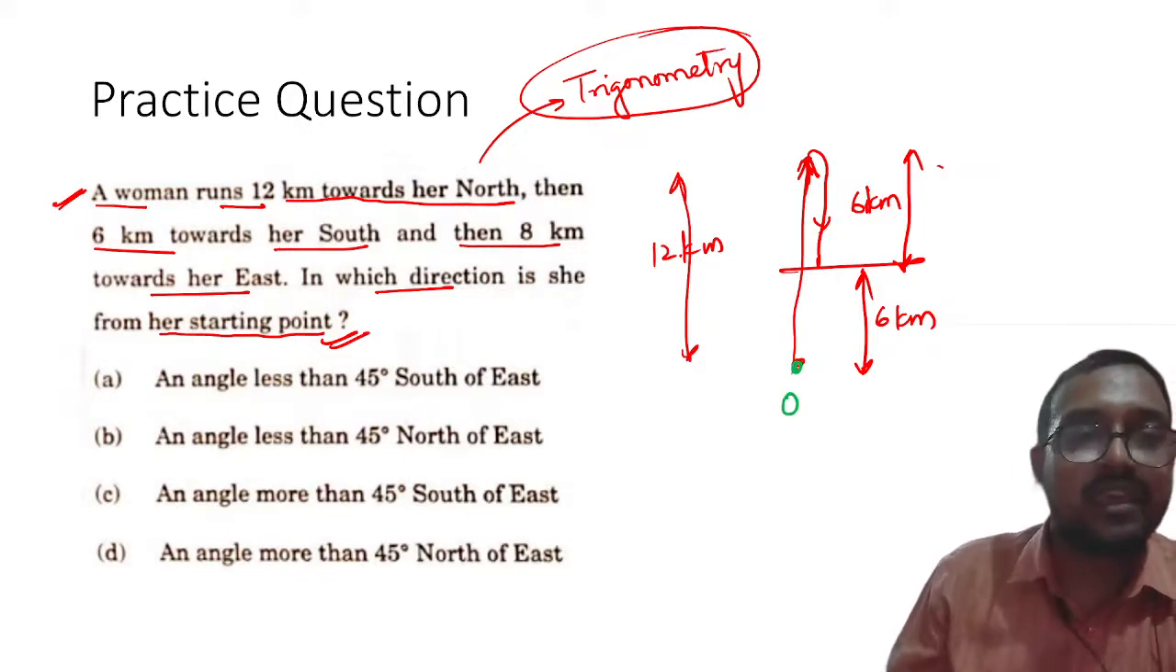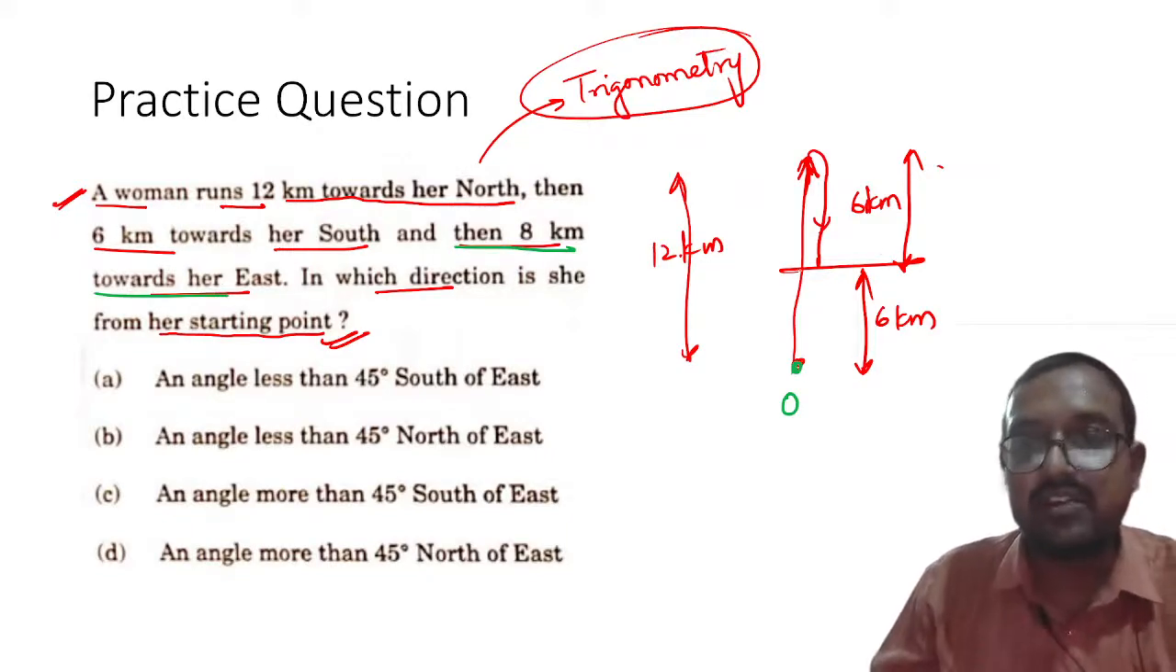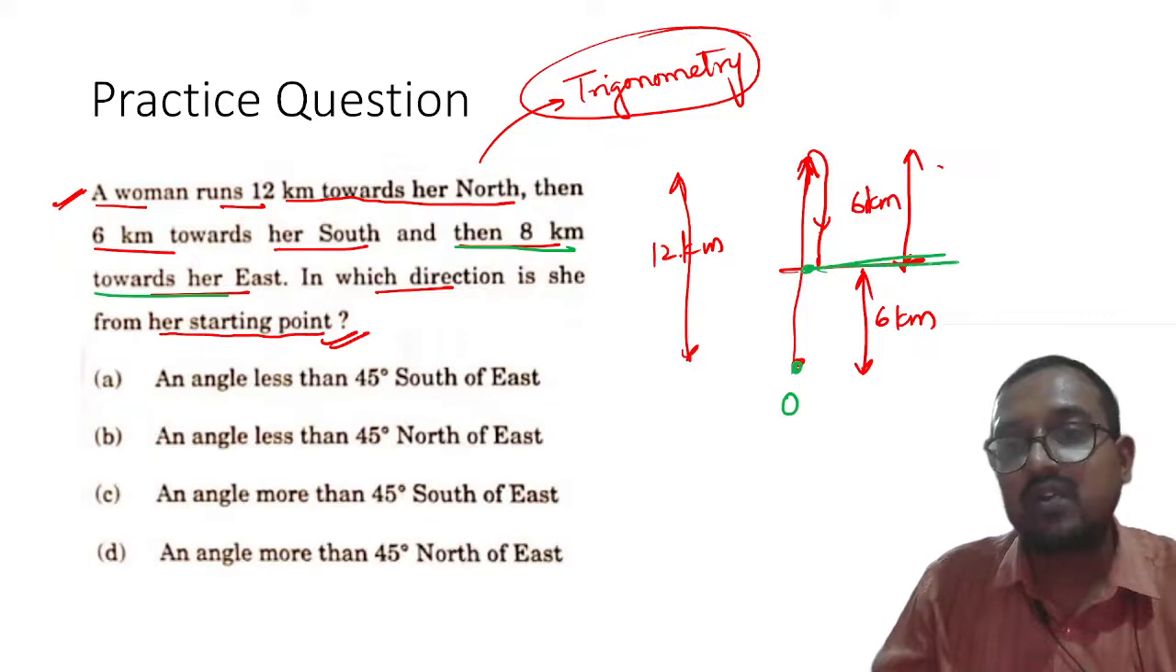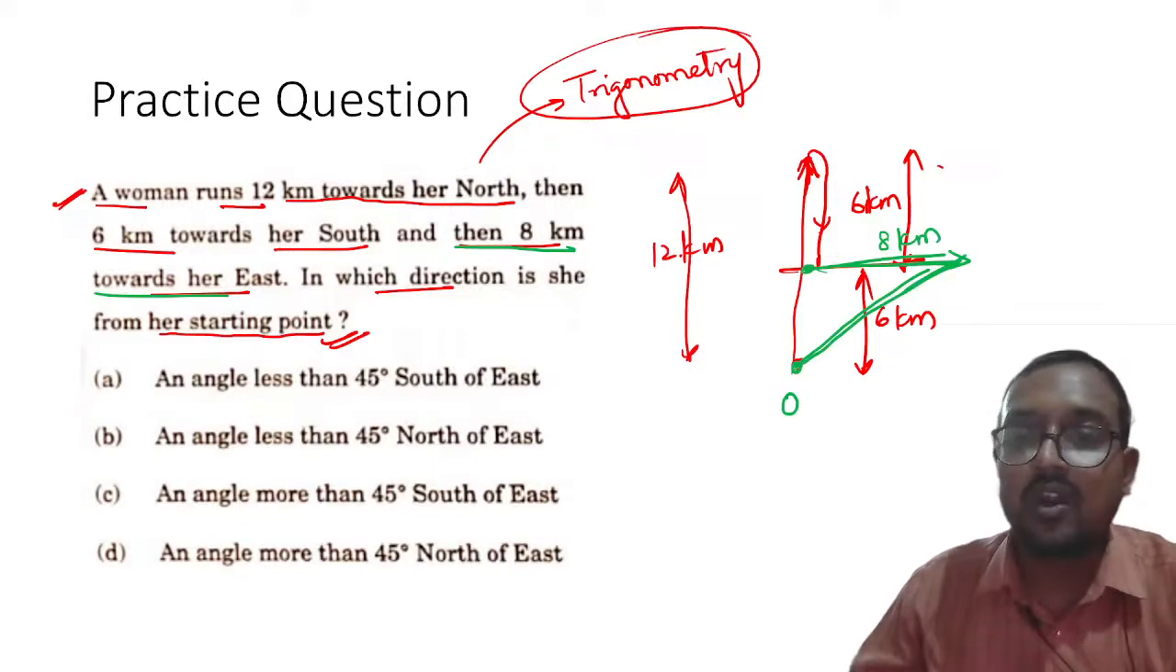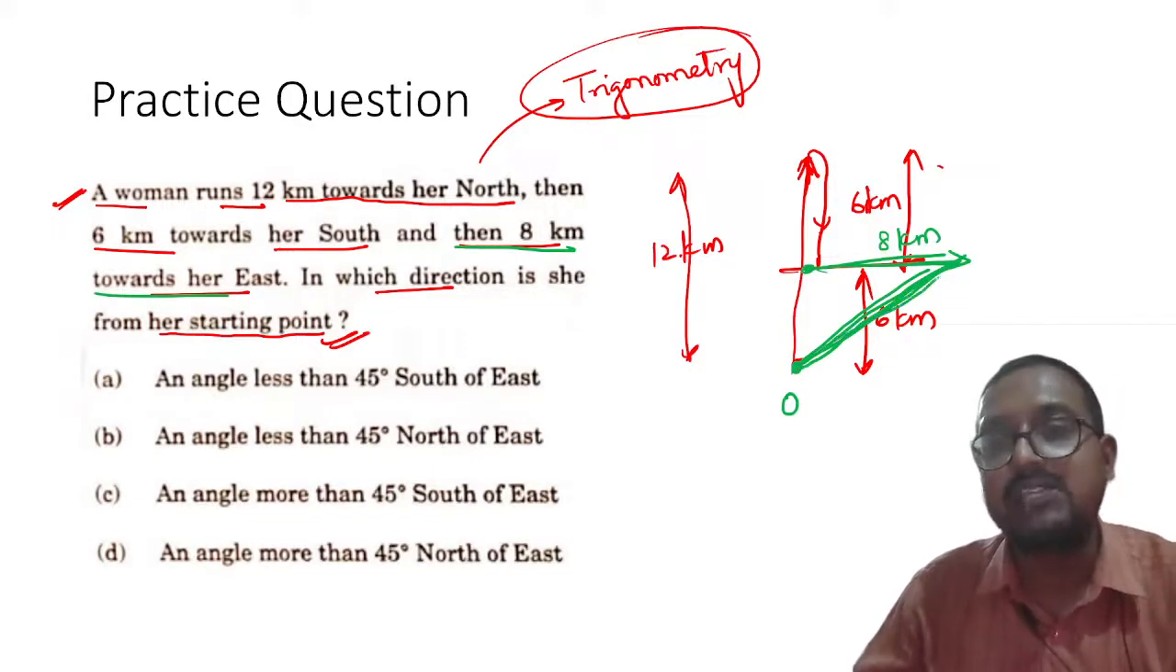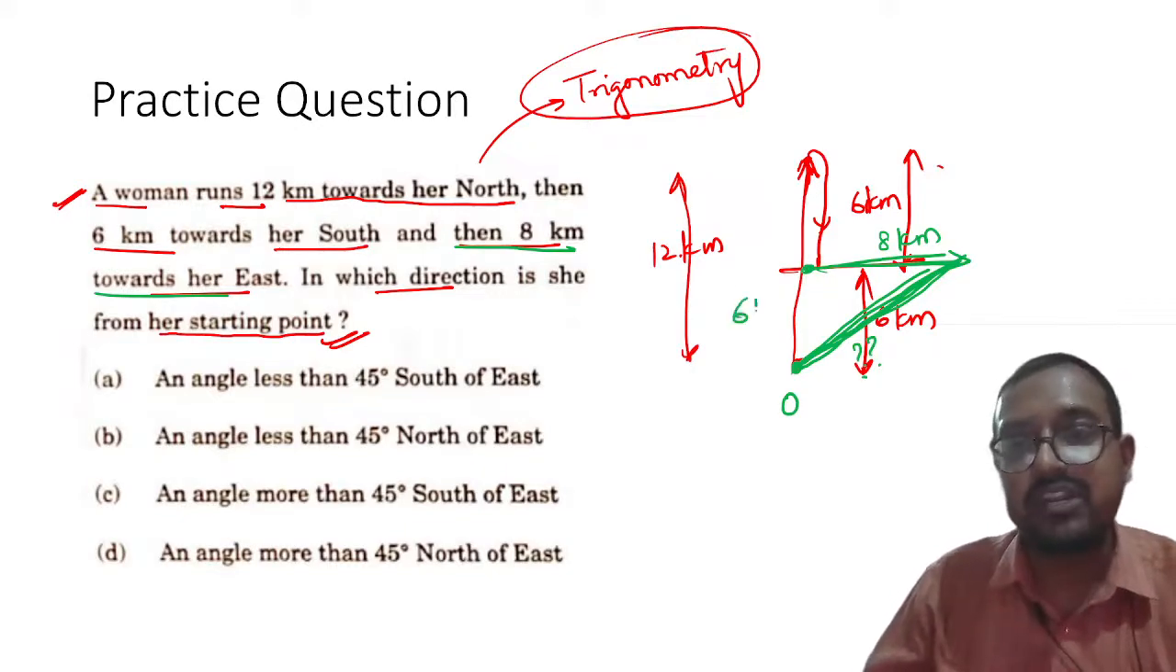Okay. Now then 8 kilometers towards her east. She will turn towards east and she will go 8 kilometers. Please remember, she will go for 8 kilometers. Now my dear students, they are not asking this distance. If the distance would be asked, obviously you all can answer. It will be 10 by the Pythagorean triplet.